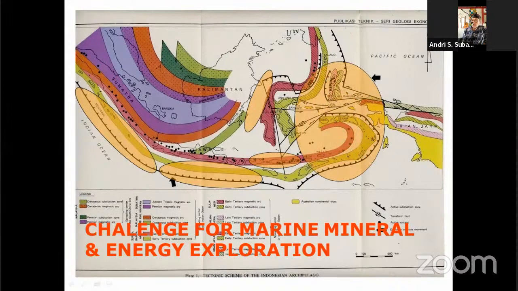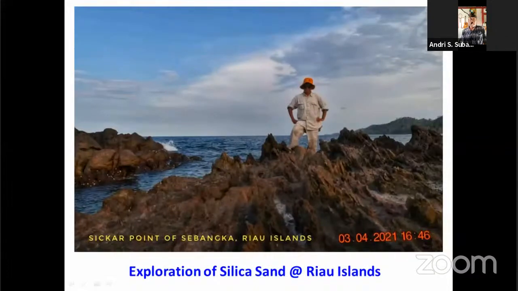And we also have the opportunity to explore the active hydrothermal area in the Banda Arc. So thank you very much.